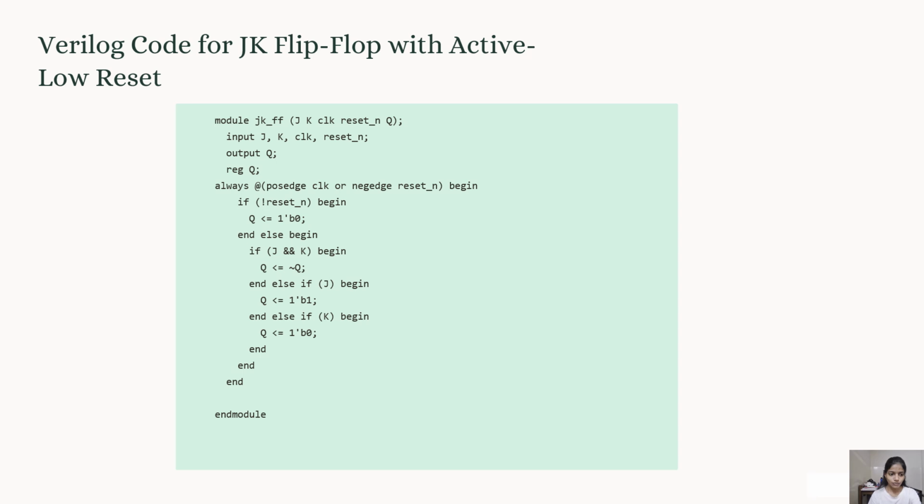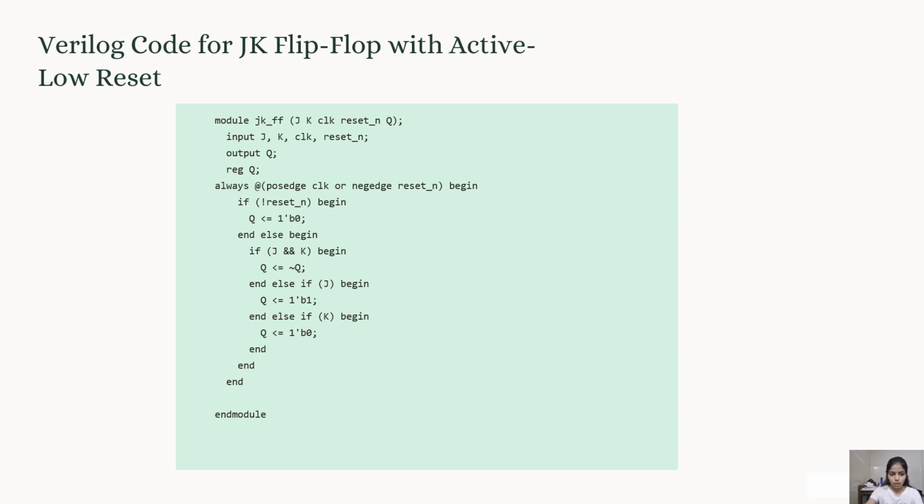Q is the output of the flip-flop, which is declared as reg because it stores a value in this sequential block. Always at the posedge clock, this block is triggered on the rising edge of the clock or the falling edge of reset N. This ensures that the flip-flop responds to the reset signal immediately, regardless of the clock.